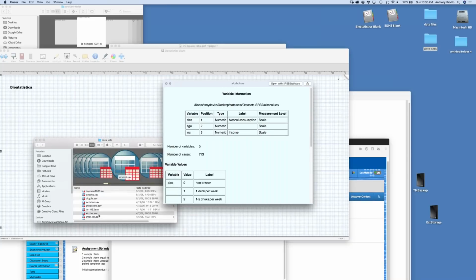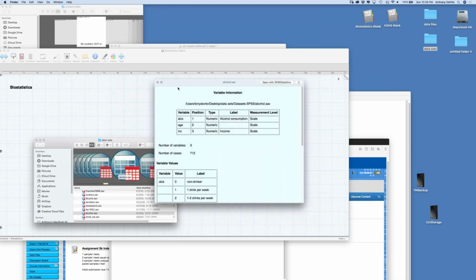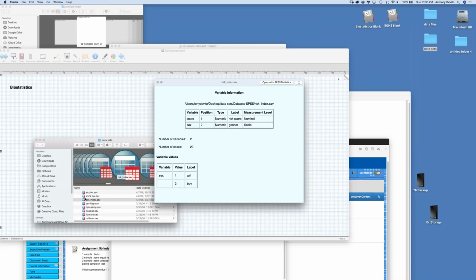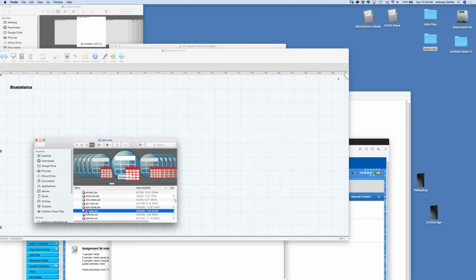The variables are here. Alcohol consumption, scalar, no good. I need categorical variables. Yep, numerical and nominal. Nope, scalar. Nope, it's not going to do us any good. Heart rate, not likely.